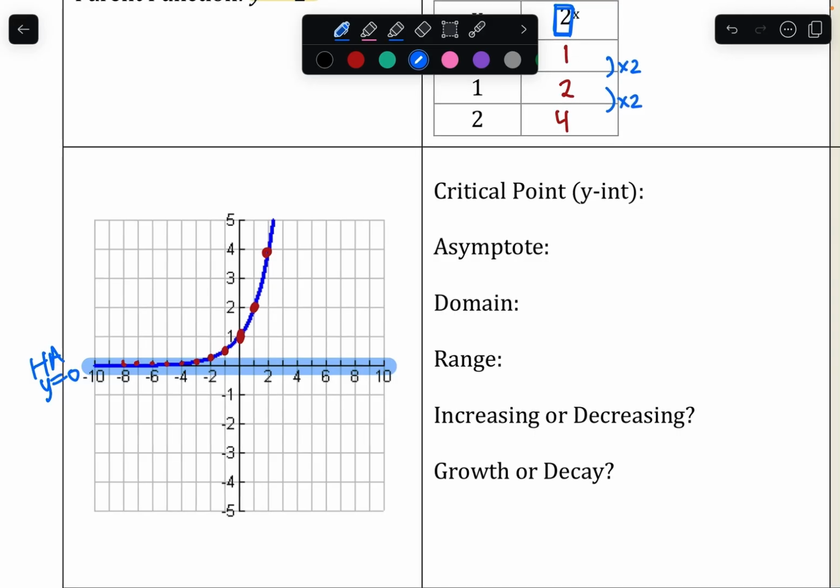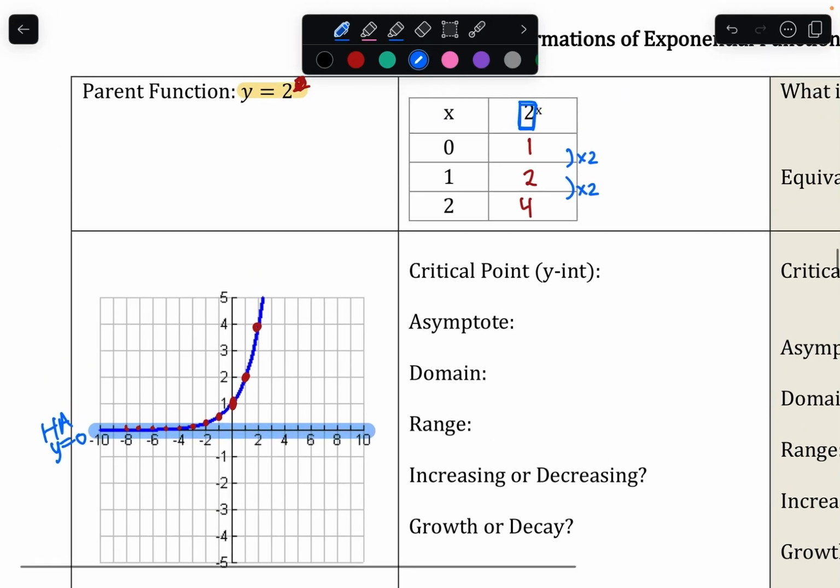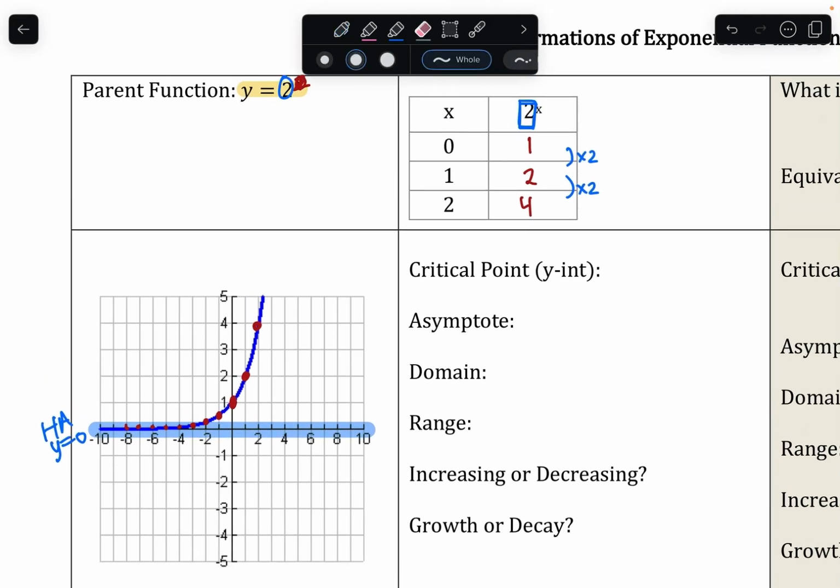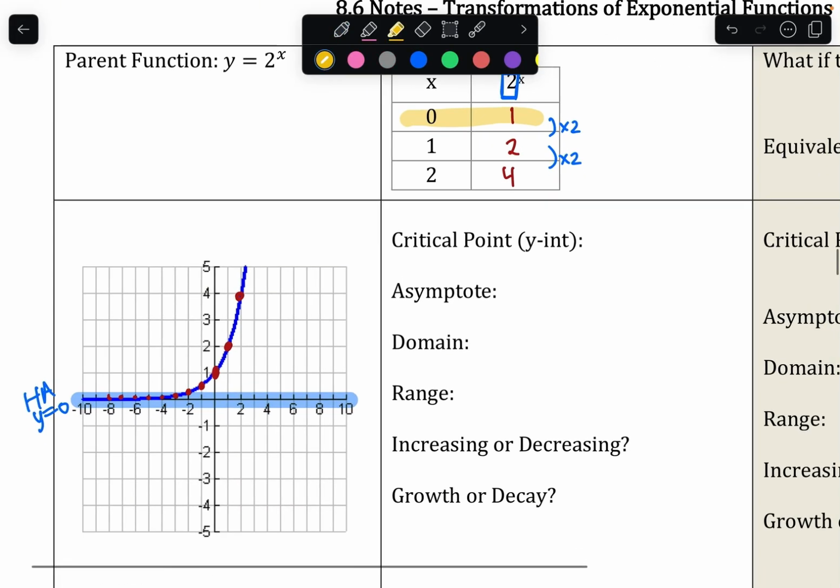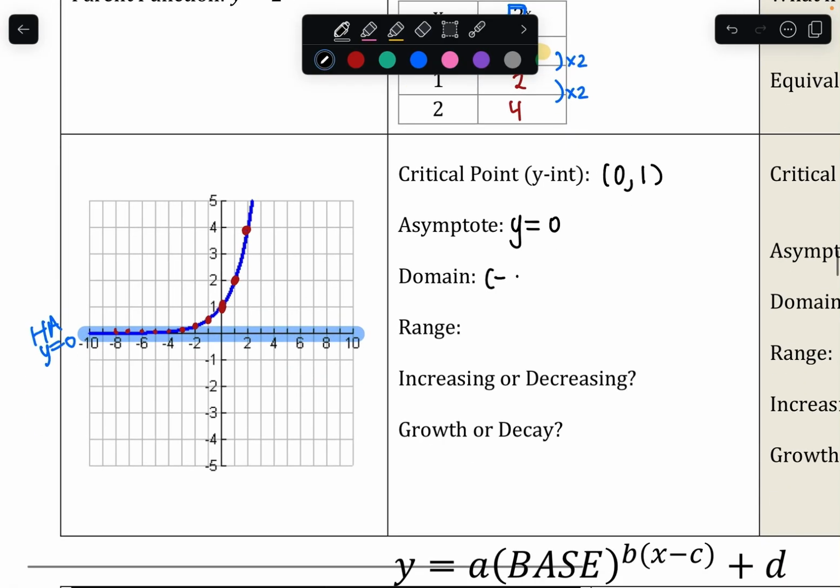Okay, and so the other thing I want to point out is no matter what this base is, anytime we plug in 0 for the exponent, we're going to get 1, because anything to the 0 power is 1. And so 0, 1 will always be your y-intercept as long as there's no transformation. So 0, 1. Okay, and then your asymptote will be y equals 0. Domain is all real numbers all the time. We can plug in negatives, we can plug in positives, which shows on the graph. We're going forever to the left, forever to the right.